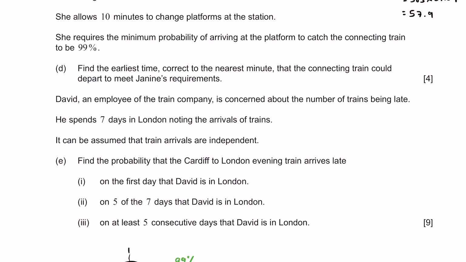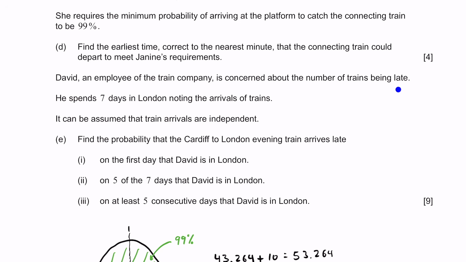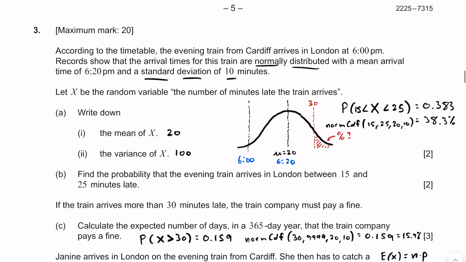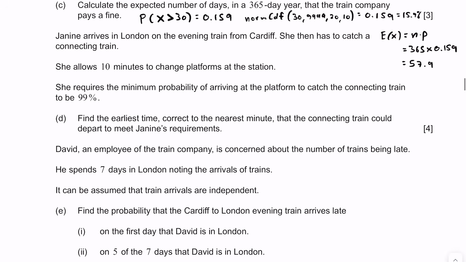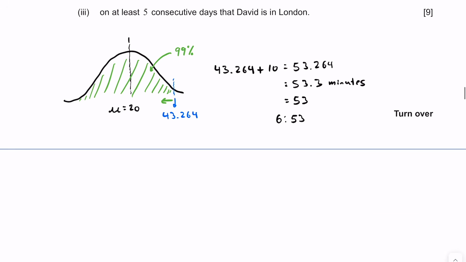David, an employee of the train company, is concerned about the number of trains being late. He spends 7 days in London noting the arrivals of trains. It can be assumed that train arrivals are independent, so one being late doesn't influence the chance of the other being late. Part E asks us to find the probability that the Cardiff to London evening train arrives late on the first day that David is in London. So, going all the way back to the top, it's supposed to arrive at 6. On average, it arrives 20 minutes late. We just want to find the probability that it arrives late, even a fraction of a second late.